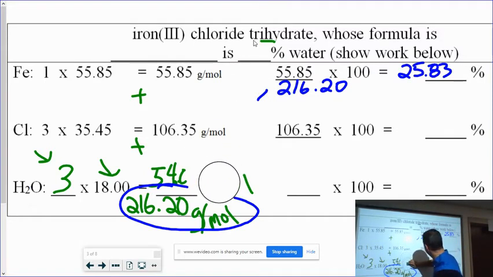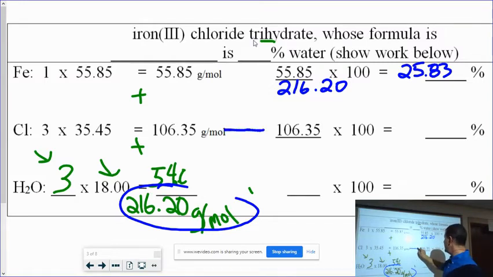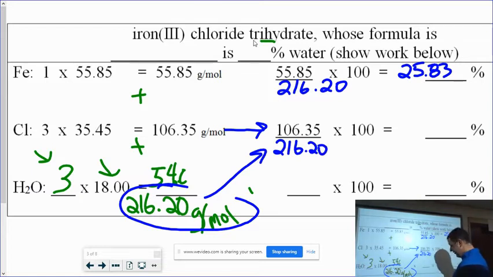That percent iron. Now we got to do the percent chlorine. So I take the total mass of the chlorine, I put that right there. I divide it by the grand total, which is 216.20. Each of them are 5 sig fig numbers, so I'm going to get 5 sig figs for my percent. And that's what I get.